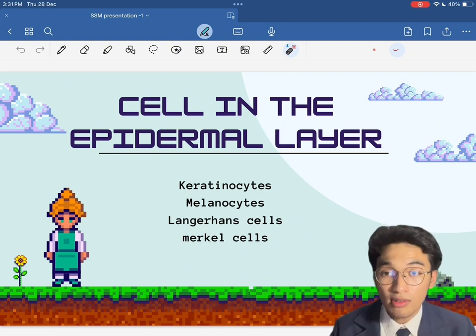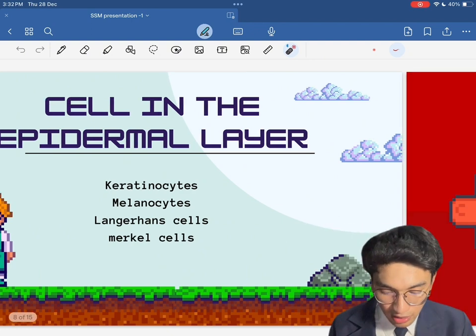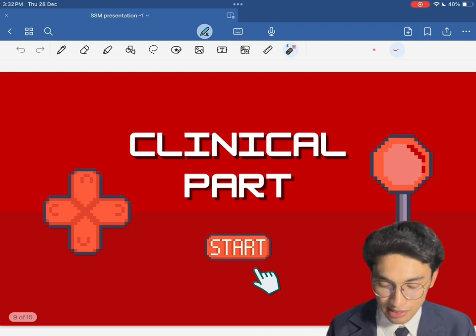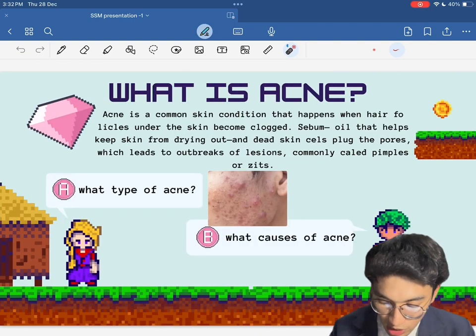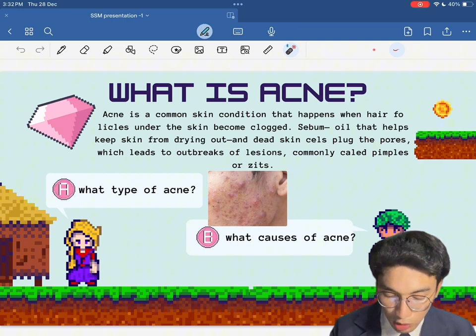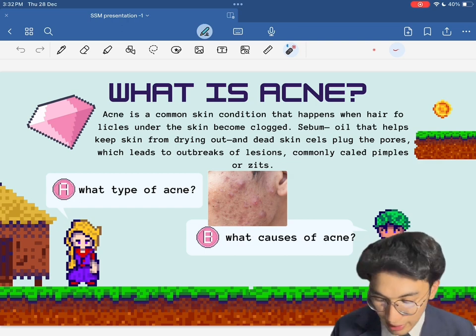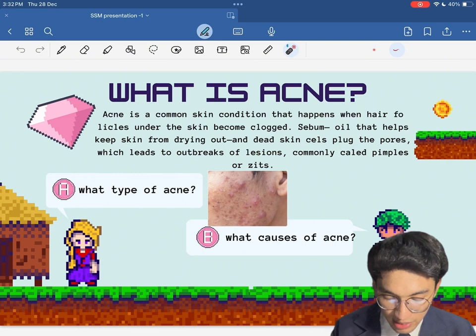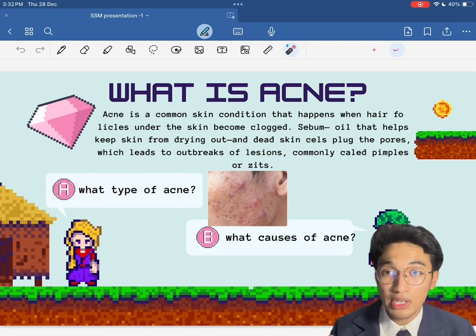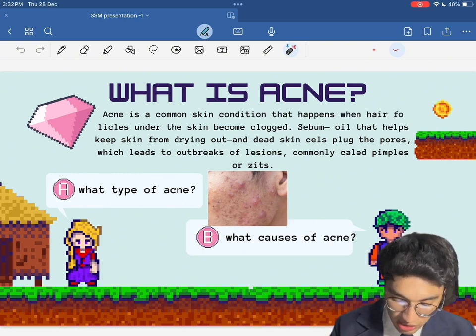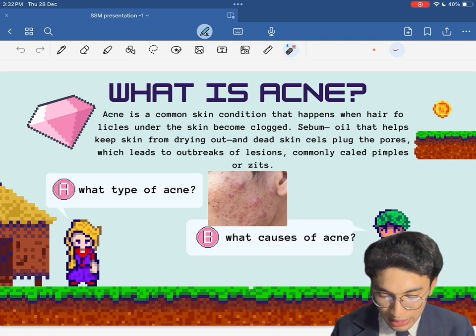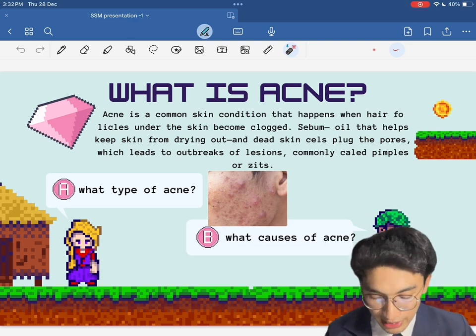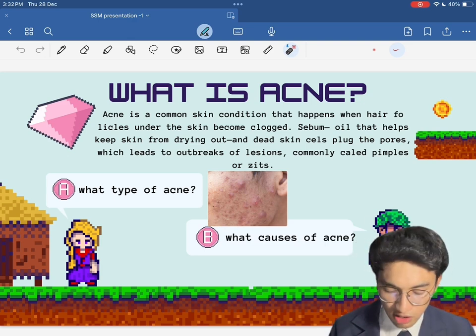Okay, now we continue with the clinical part. What is acne actually? Acne is a common skin condition that happens when the hair follicle under the skin becomes plugged with sebum, the oil that helps keep skin from drying out, and dead skin cells plug the pore, which leads to an outbreak of lesions commonly called pimples or zits. In this part, I would like to explain what types of acne there are and what causes acne.